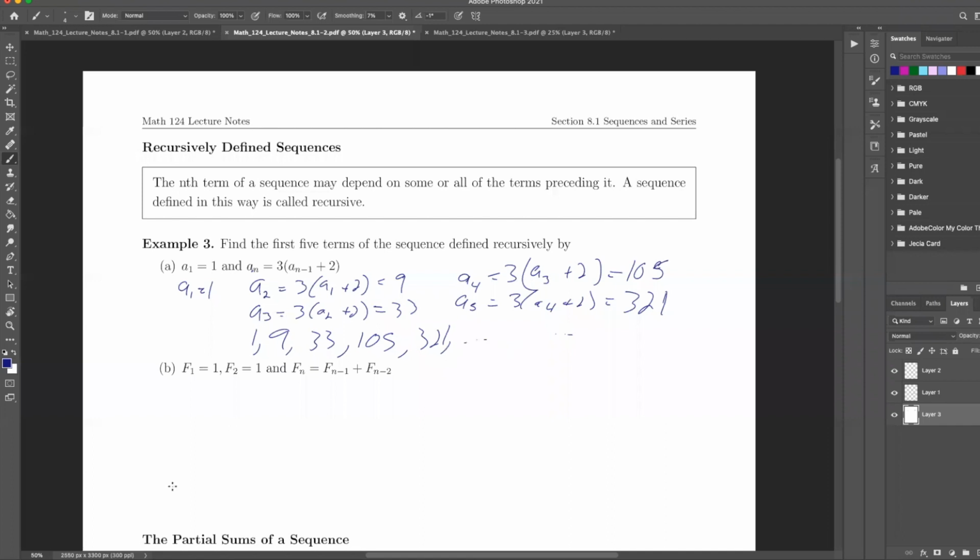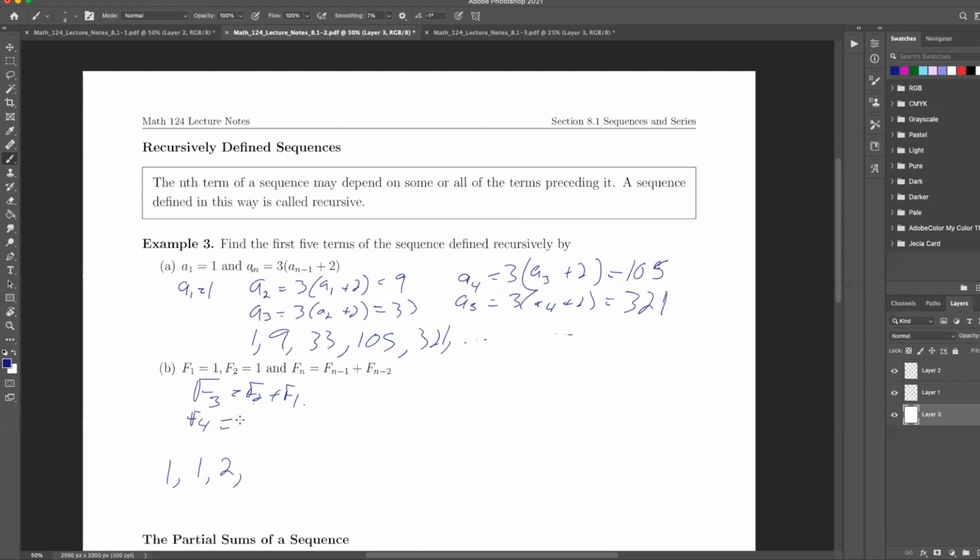Okay. All right. So here we're going to have a very famous one. This is the Fibonacci sequence. And so we have 1, 1, and then it's the sum of the last two. I think at some point, you probably have seen this one. So we have 1, 1. F3 would be equal to F2 plus F1. Well, that's 1 and 1, so this is 2.